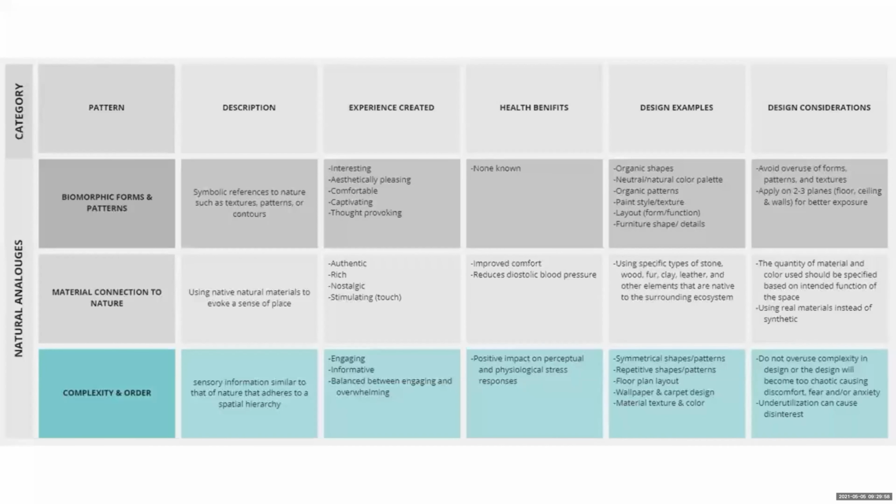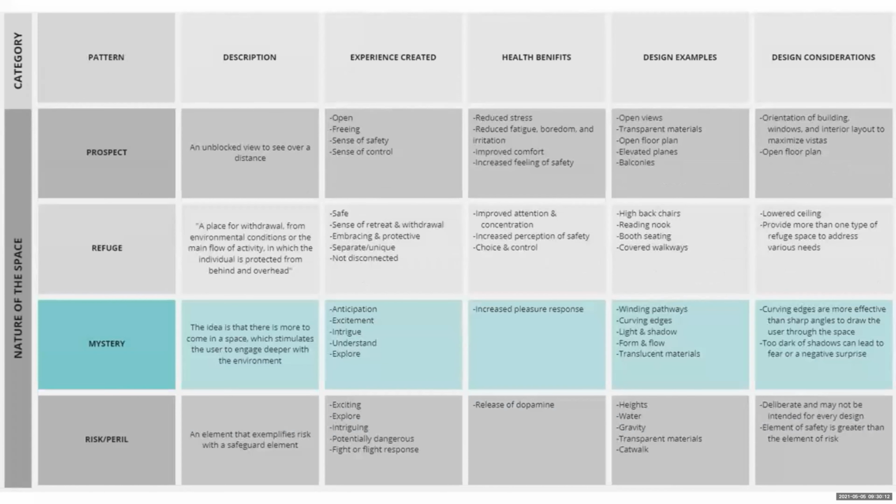The next slide would discuss, again, sensory or visual with biomorphic forms and patterns, material connection to nature, complexity, and order. This is called natural analogs. And then the last of the 14 patterns are nature of the space.